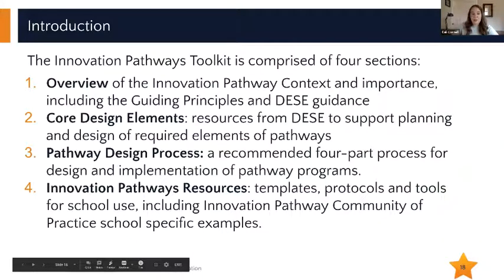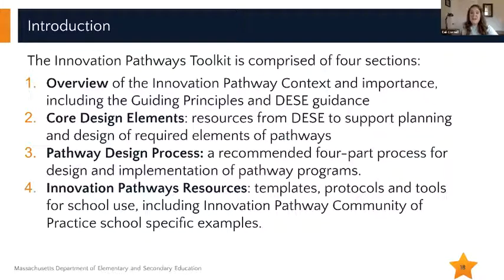The Innovation Pathways Toolkit is organized into 4 sections that hopefully support your best use of this product. It includes an overview section that outlines the context of Innovation Pathways in Massachusetts, and introductory information about the guiding principles, and it references the full criteria requirements from DESE. In section 2, we provide resources, guides, and tools that DESE has released that support the planning and design of required elements of pathways.